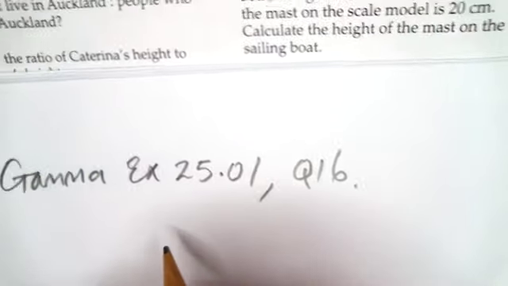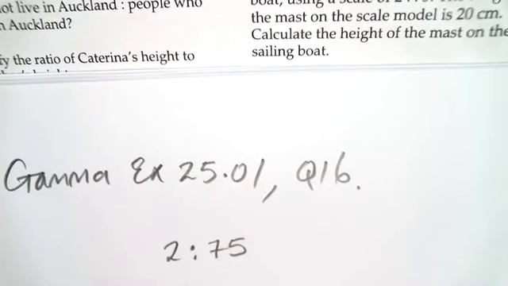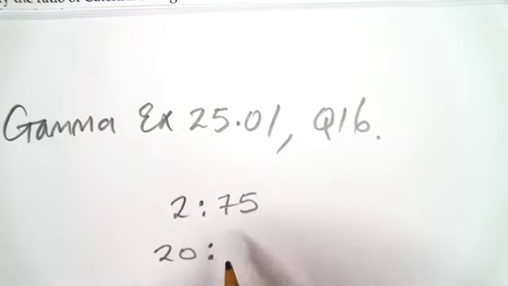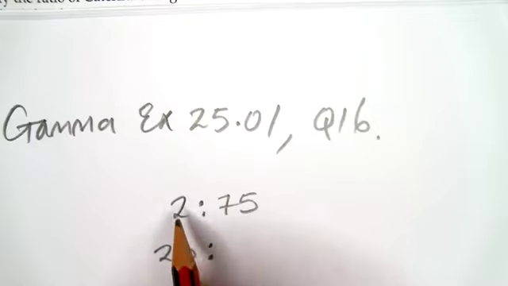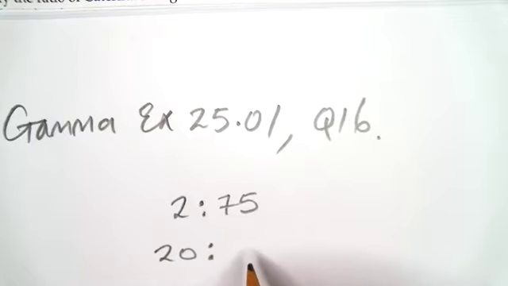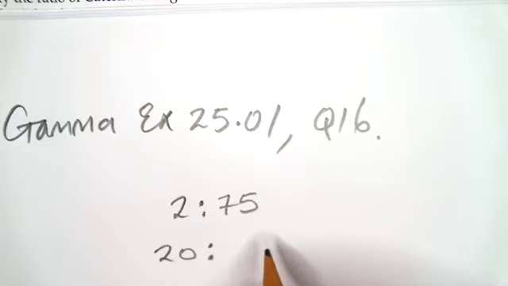So we know the ratio is 2 to 75, and really what this is saying is, well, this is 2, and we know that the mast on this one is 20. What would the mast be on the real one? Well, we notice this is 10 times this. So this, of course, must be 10 times whatever this is, because the ratio has to be the same. 2 to 75 is the same as saying 20 to 750.